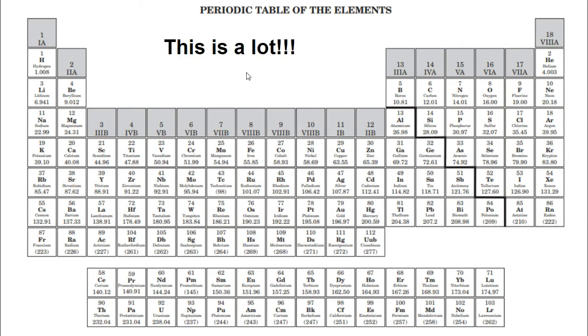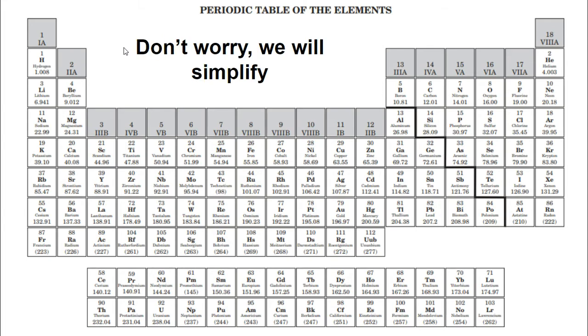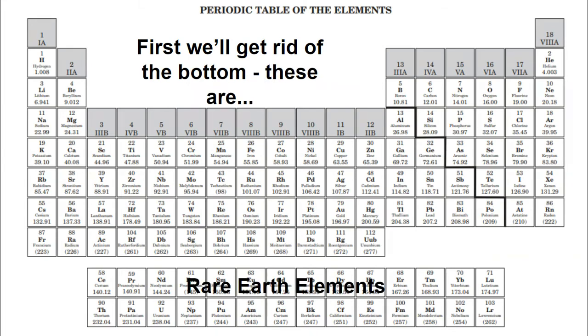Now, the reason why students do poorly at the periodic table is that this is a lot of information, and it's not very comprehensible, so we need to simplify it. That's what we're going to start off with. The first way we will simplify it is by getting rid of the bottom. At the bottom of the periodic table are two periods. Periods are rows. The first period is rare earth elements.